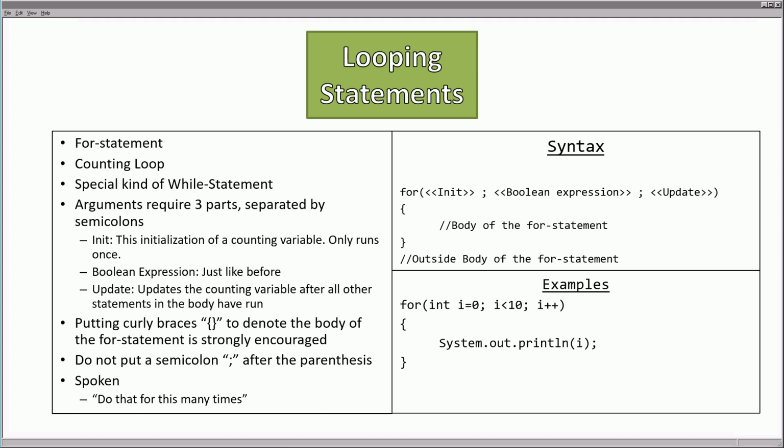Each different part of the arguments are separated using a semicolon. As we can see right here, this is the initialization, this is the Boolean expression, and here's the update, all separated by a semicolon. Now, just like everything before, I strongly encourage you to use the curly braces in order to denote the body of the for loop. And once again, do not put a semicolon after the parenthesis right here. Now, as we are continuing to learn how to speak to the machines, what you can think of a for loop as saying is, do that for this many times.